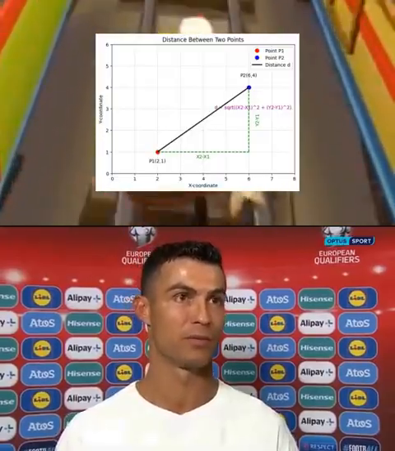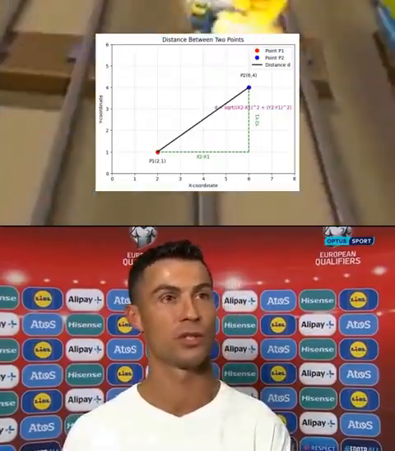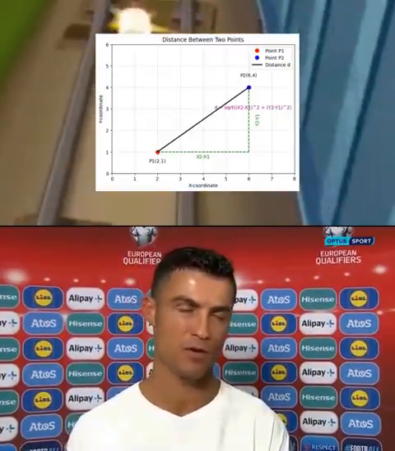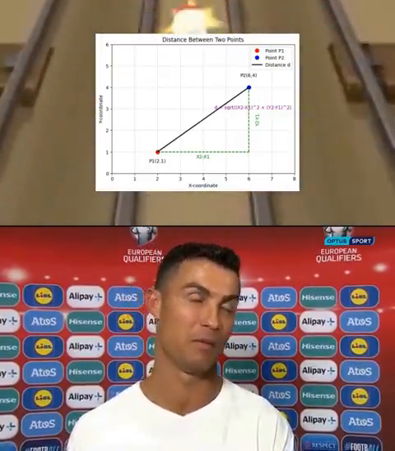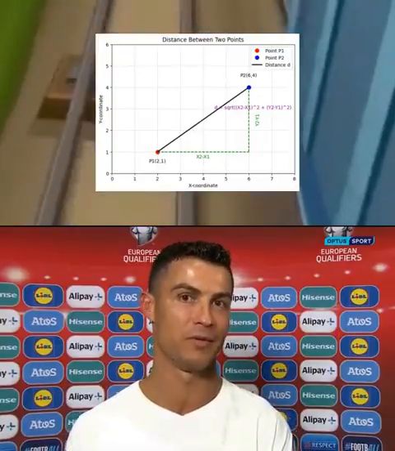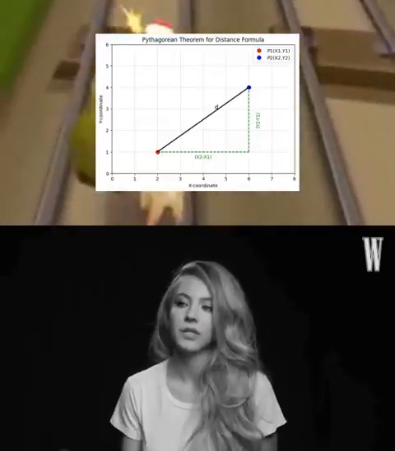Okay, I get the mapping part. So if I have 2 points, say my starting position and the goal, how do I figure out the direct distance between them using these numbers? In football, that is crucial for calculating my run. Excellent question. That is where the distance formula comes in.